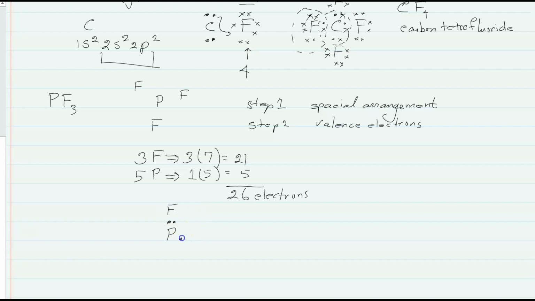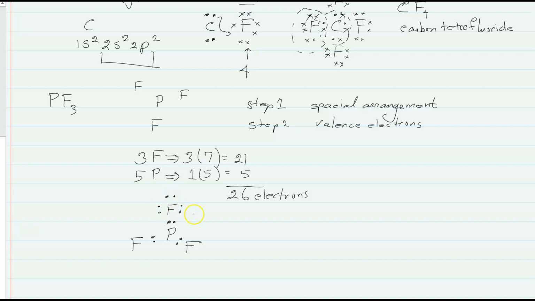We could do the same thing on this side to another fluorine, and we could do the same thing to this side to another fluorine. Okay, so we've used up 2, 4, 6 electrons. We have 20 electrons to go. With 20 electrons to go, we would fill the outside electrons first.